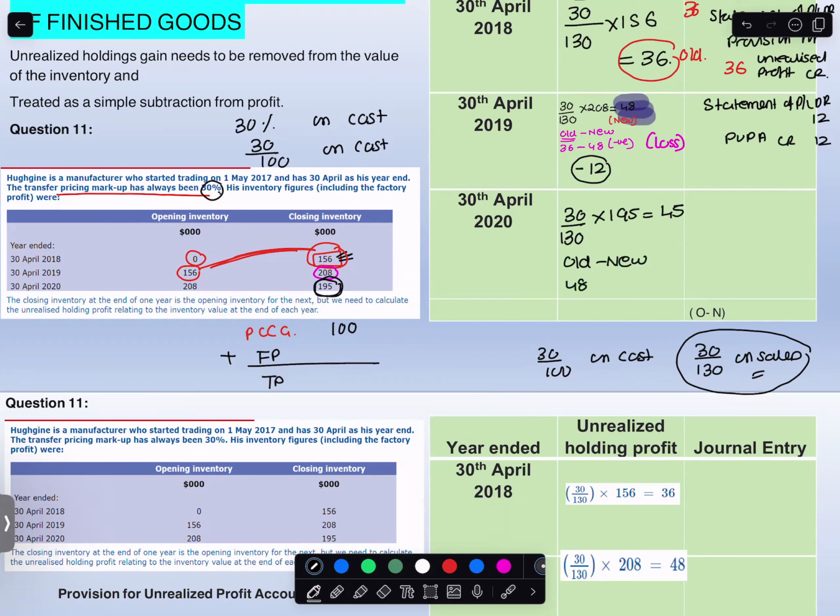So now old minus new. Old was 48, new is 45. But isn't old 12 now? No, that was old minus new, the difference. Because in the profit or loss, you will only take the benefit of the difference, right? Yes. So old minus new is positive 3. So it will be PUPA debit 3 and statement of profit and loss credit 3.